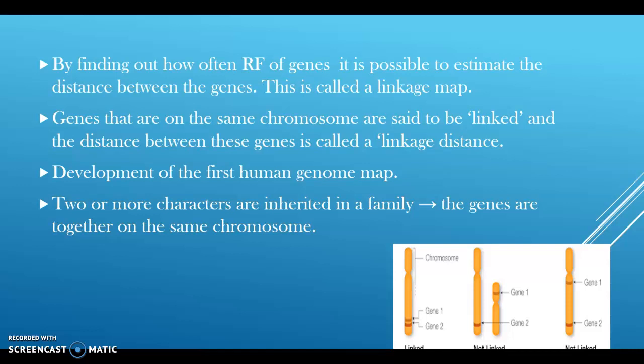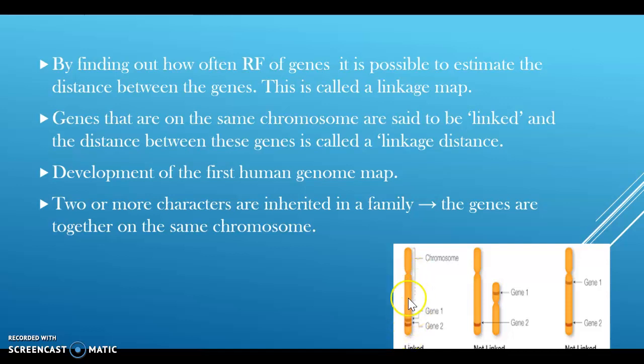By finding the recombination frequency between two genes, it is possible to estimate the distance between them, and this is nothing but the linkage map. Genes that are on the same chromosome are said to be linked, and the distance between these genes is known as the linkage distance, which has led to the development of the first human genome map. When two or more characteristics are inherited together in a family, the genes are together on the same chromosome.